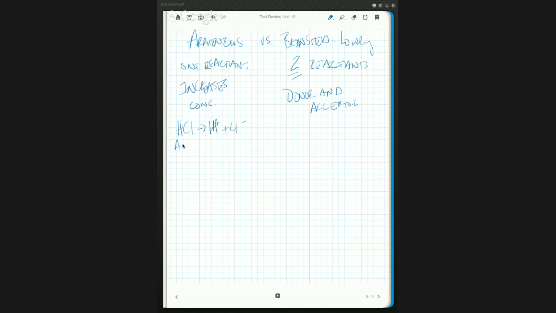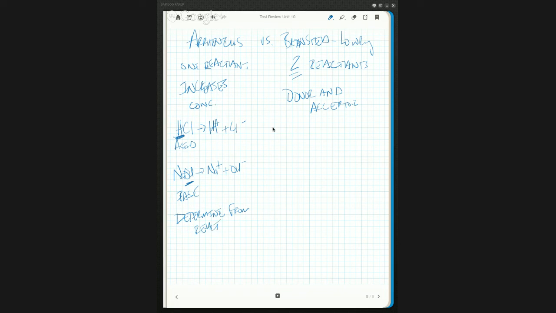This is the acid because it starts with the H and increases the H plus concentration. NaOH goes to Na plus OH minus. Because it ends in OH, it increases the OH minus concentration. This is the base. So you only have to look at the reactant side. Determine from the reactants.